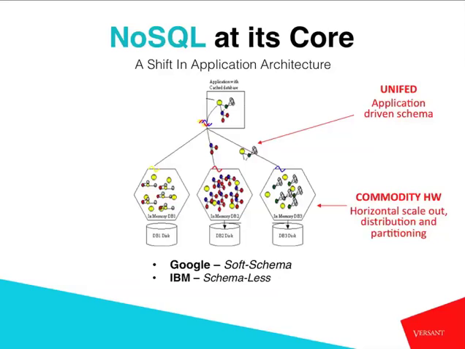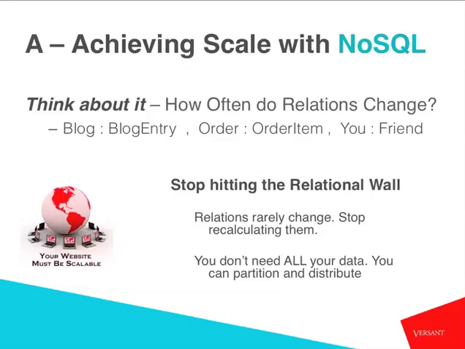So that advantage in bringing scale through partitioning and through data relationship management in the application space makes a lot of sense. As I talked about earlier, looking at the next slide, most relations don't change. So the whole idea behind this NoSQL trend is to stop hitting your head against this relational wall, stop recalculating those relationships over and over again, and partition and distribute your data for performance and scale.